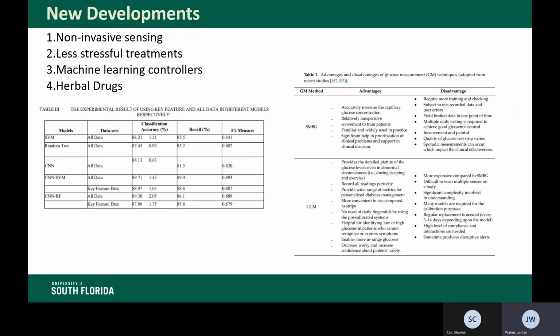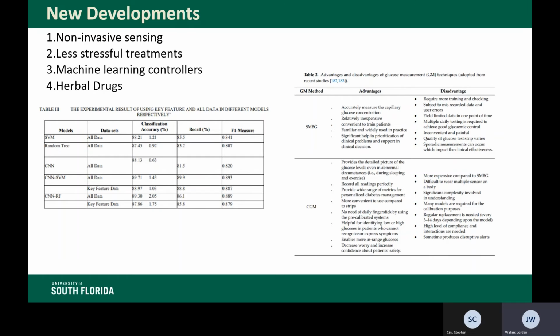For new developments, they're currently working on non-invasive sensing of glucose levels through the tongue. They're also working on less stressful treatments. Like he said earlier, there are a lot of injection types, which is really hard on people to do consistently. So they're looking at tablet methods of distribution and also patches through the skin. Alongside controllers, instead of just having number predictions, they're doing machine learning, where the machine actually learns how to respond to the body throughout the day instead of just going off guesses.